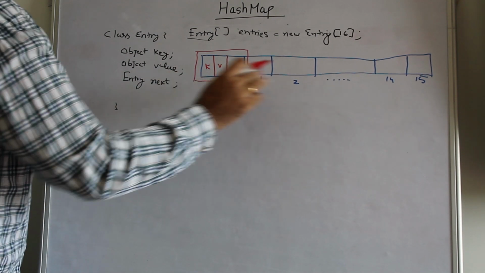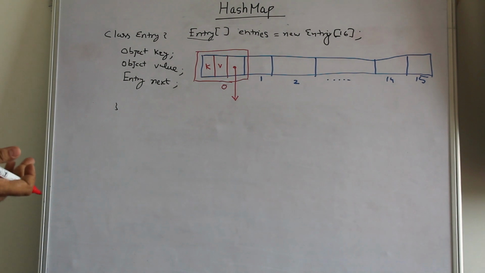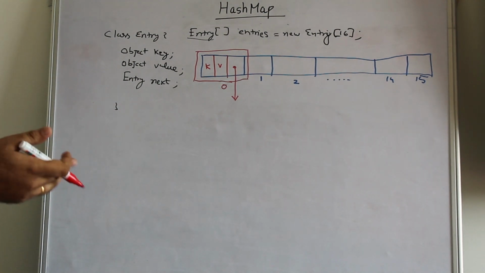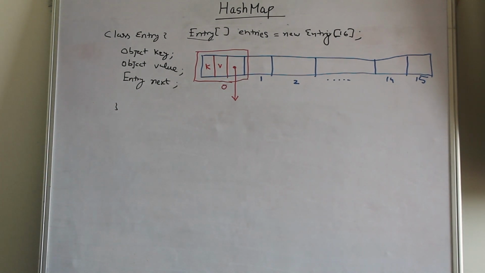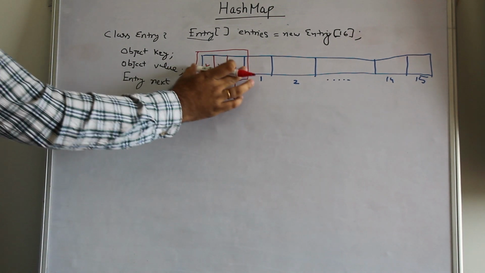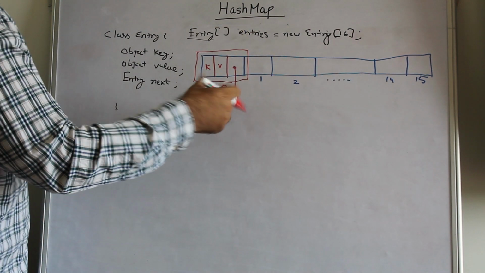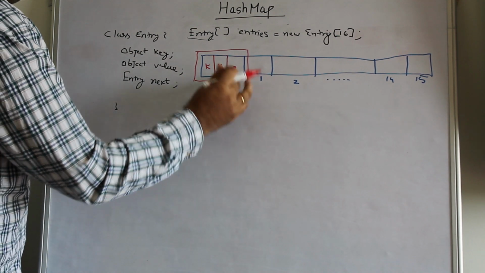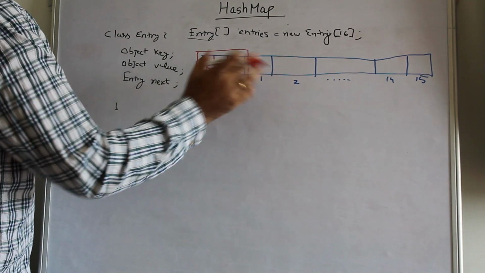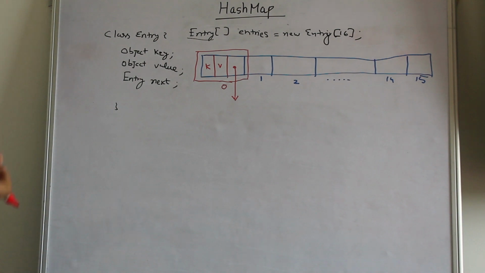So in the starting, whenever you initialize a map, or you say map m equal to new hash map, this entry array will be there, but every entry index will be null. So this object will not be there. This is what happens when you initialize the hash map.